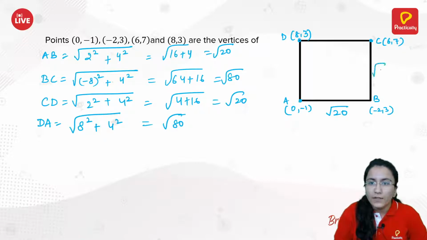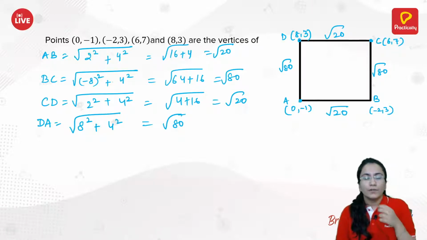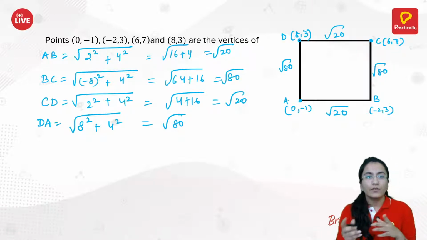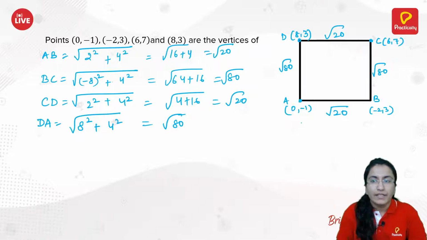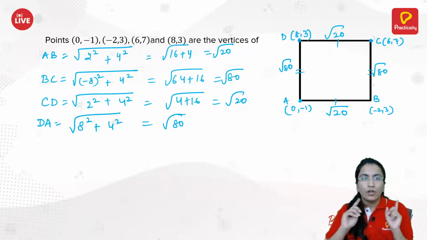So this value is under root 80, this value is under root 20, this value is under root 80. Now what you need to do next is that according to the given 4 vertices, you have calculated each side, and now you can see that opposite sides are equal. Under root 20, under root 20, under root 80, under root 80. So that means opposite sides are equal. So it will not be a rhombus.